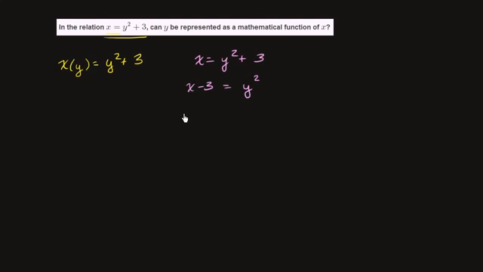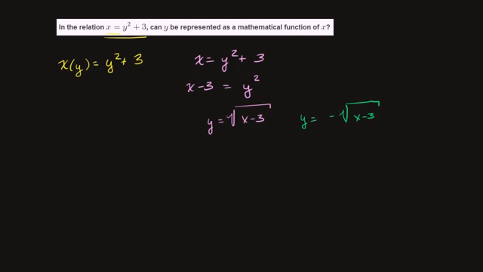So y could be equal to, and I'm just going to swap the sides, if we take the square root of both sides, it could be the positive square root of x minus 3, or y could be the negative square root of x minus 3. If you don't believe me, square both sides of this. You'll get y squared is equal to x minus 3. Square both sides of this. You're going to get y squared is equal to, well, the negative squared is just going to be a positive 1, and you're going to get y squared is equal to x minus 3.